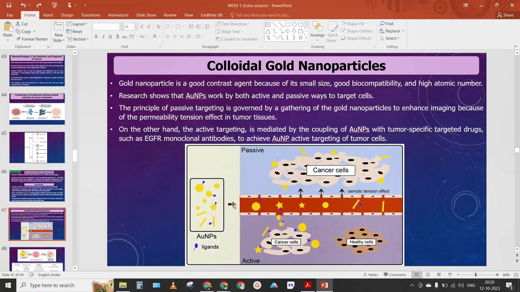So here we have an example of gold nanoparticles in passive and active treatment. As you can see, in the passive case, there are some permeability effects, and fewer cancer cells are targeted than with the active approach. In active targeting, cancer cells are targeted as much as the healthy cells. Also, one can see the shapes of gold nanoparticles. Gold nanoparticles come in different shapes: spherical, star shapes, and rods are also there. These are the major differences of colloidal gold nanoparticles.